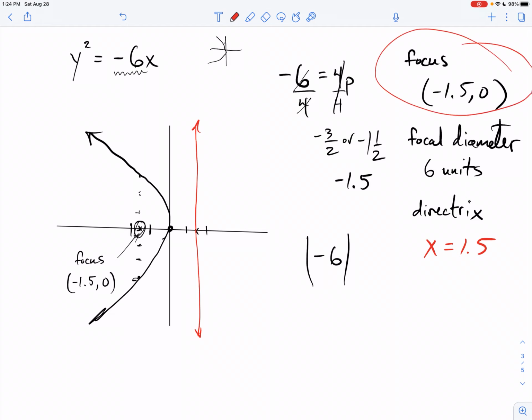What's my focus? I named it. What's my focal diameter? I measured it. What's my directrix? I marked it. It crossed the x-axis at 1.5. That's why we call vertical lines x equal.